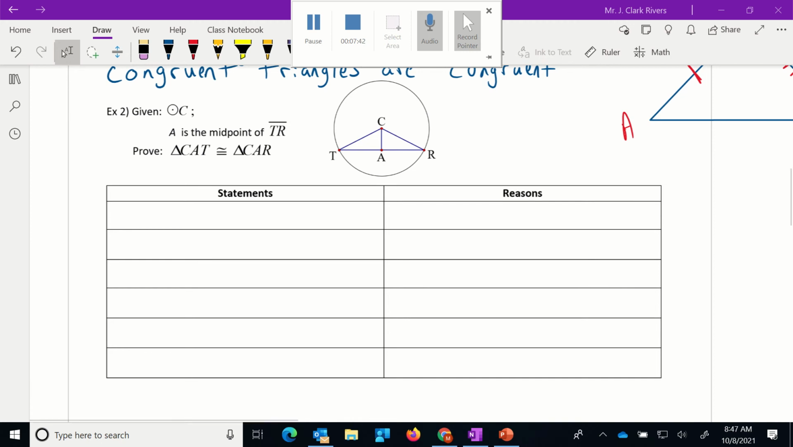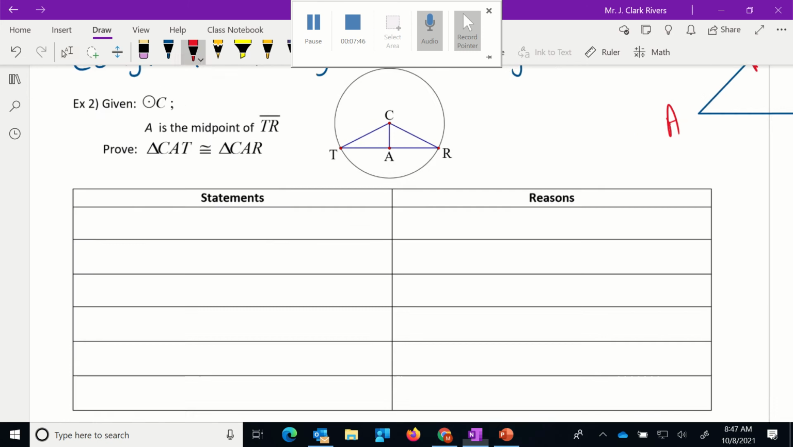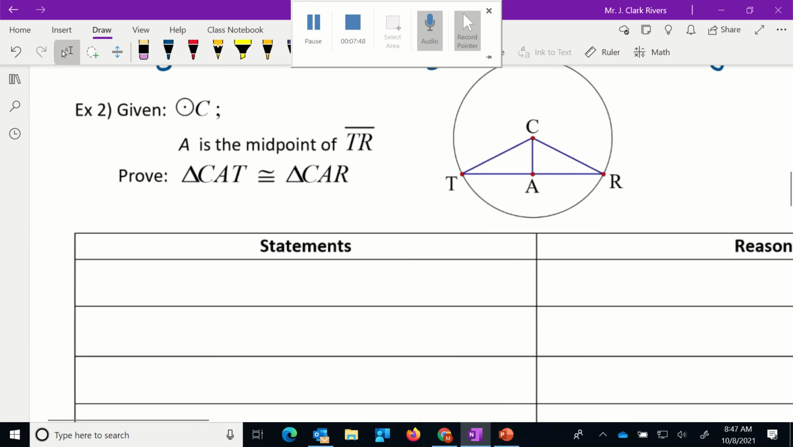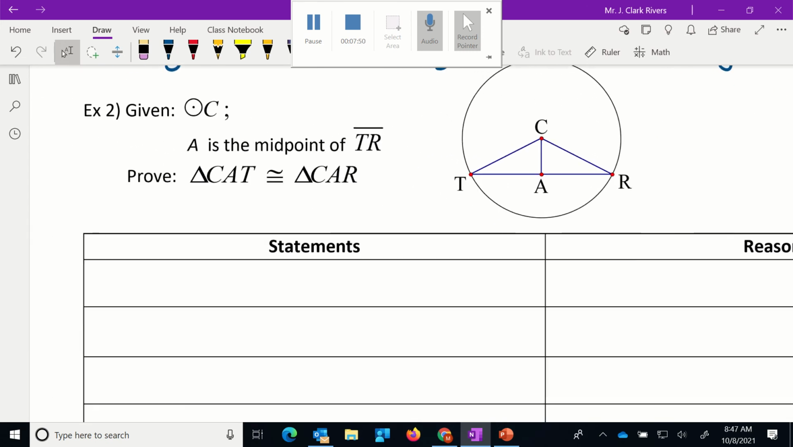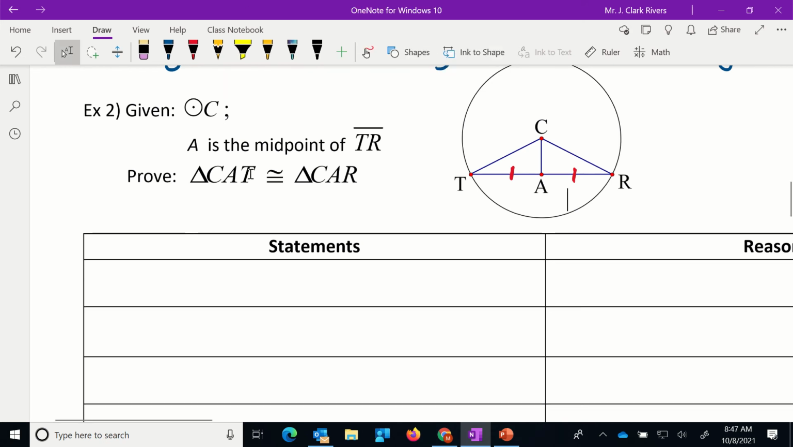We've got circle C here. We know that A is the midpoint of TR. Let's go ahead and mark this up. Not every proof is like this, but these triangle proofs, it kind of helps you out. If A is the midpoint of TR, what can we conclude here? TA has to be congruent to AR. What would that reason be? Definition of midpoint. We're trying to prove that triangle CAT is congruent to triangle CAR. That's the triangle on the left and the triangle on the right.